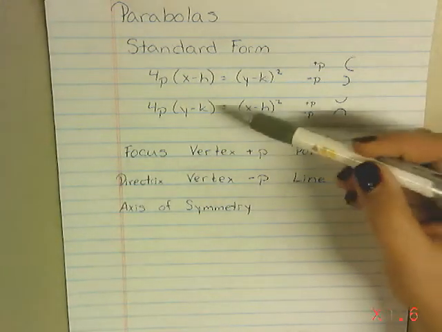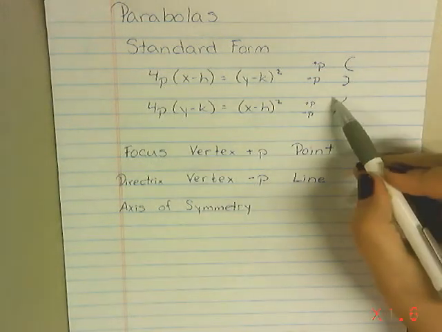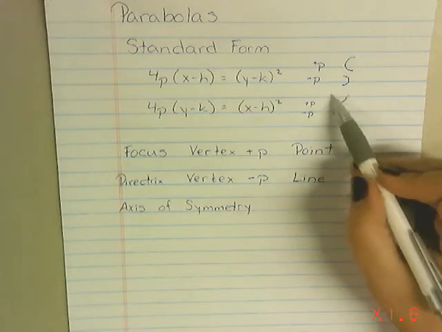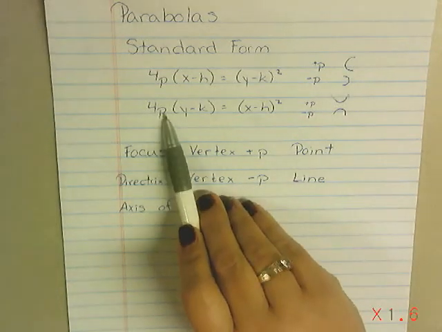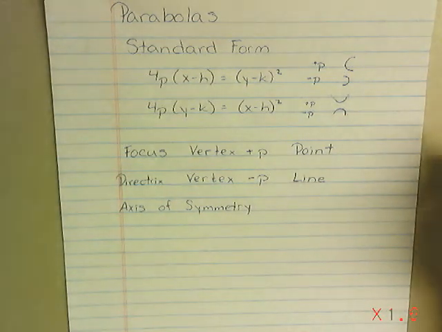So again, we could have two different parabolas here. If the p-value is positive, then we're going to have a parabola that opens up in the positive direction. If the p-value is negative, we're going to have a parabola that opens down in the negative direction.